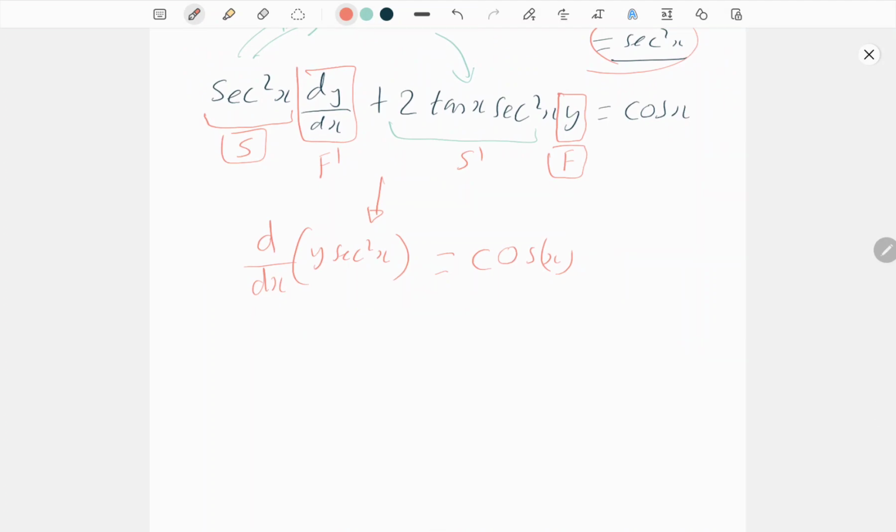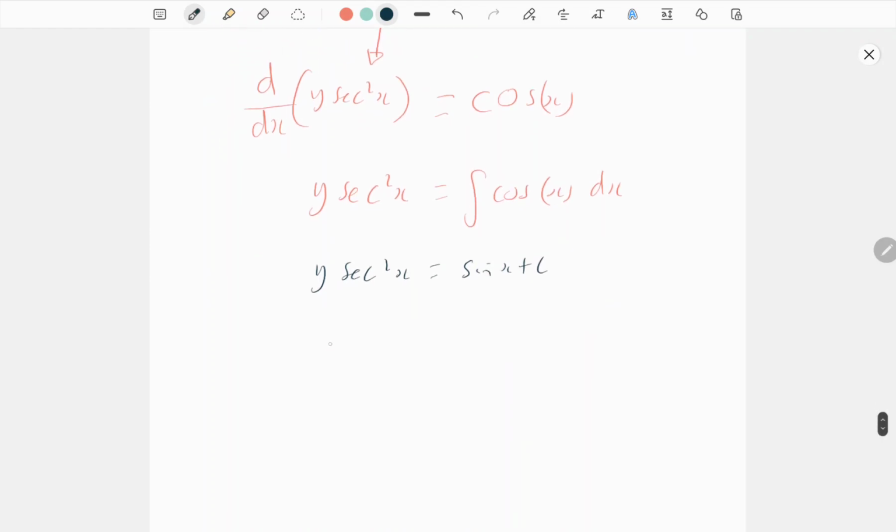If we integrate the left hand side, integrating with respect to x is the inverse of differentiating with respect to x. So they cancel out and you're left with y sec squared x. The right hand side, we're integrating cos x with respect to x, and we can work out what this is then. y sec squared x equals, sine differentiates to give cos, so that's going to be sine x plus c.